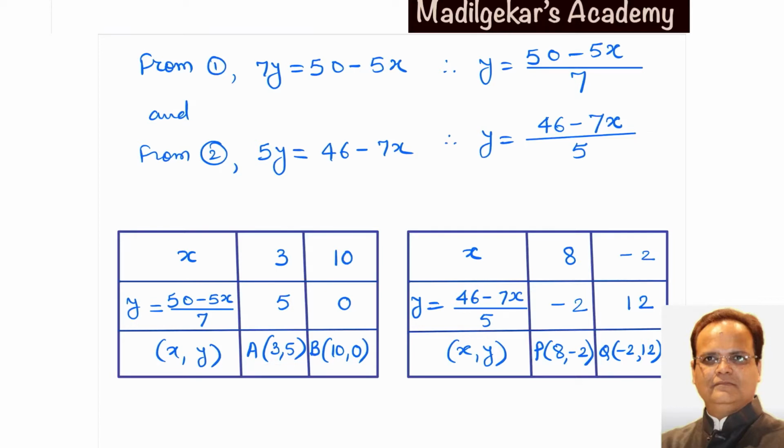On substituting x equals 10, it becomes 50. So 50 minus 50 is 0. So the corresponding y value is 0. So the second point is (10, 0).